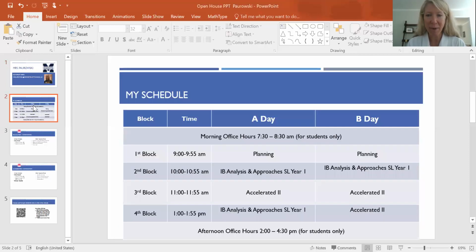This is my schedule. So all of us teachers have morning office hours for the students, 7:30 to 8:30. We also have student office hours in the afternoon from 2 to 4:30. If a meeting or anything like that comes up, then I put it in Schoology for students to see and know that I'm in a meeting and I wouldn't be there for just a small portion of my office hours. And yep, so that is it for this slide. I do teach multiple sections of each class, so you can kind of see how that's spread out over the A day and the B day.